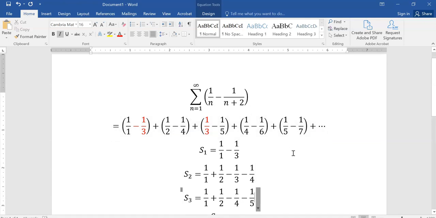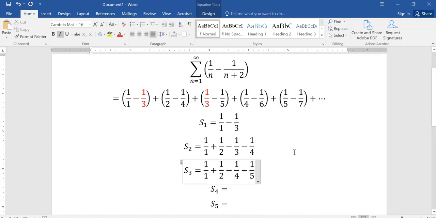All right, let me scroll up a little bit. So I get the first 2 terms stay the same, 1 plus 1/2. And then the next 2, now we get minus 1/4 and minus 1/5.